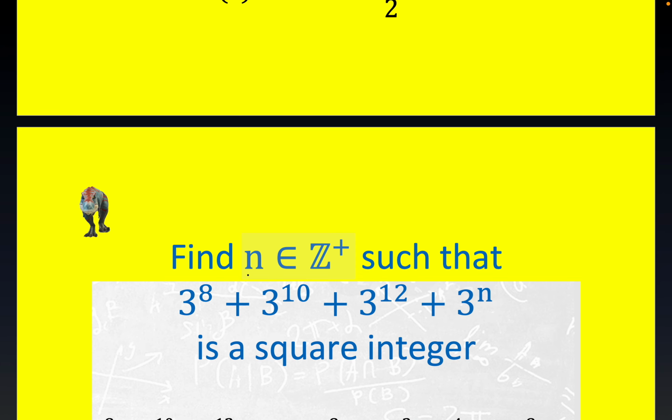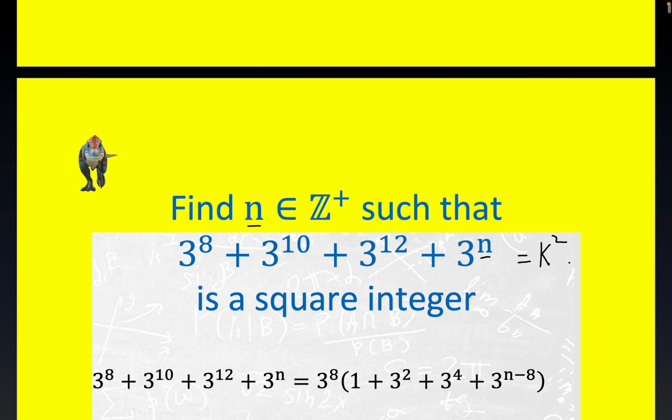Today, everybody, we're looking for a positive integer n such that this exponential expression is a square integer, and by that I just mean it's equal to k squared for some integer k. All right. Now it turns out to be fairly routine.